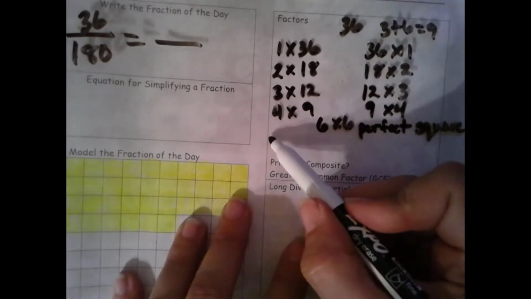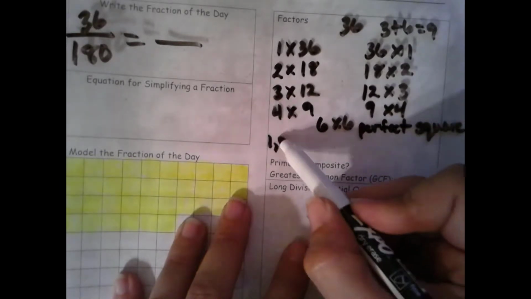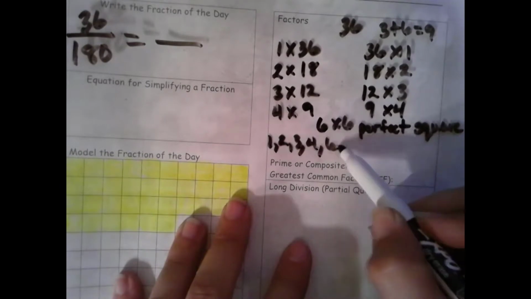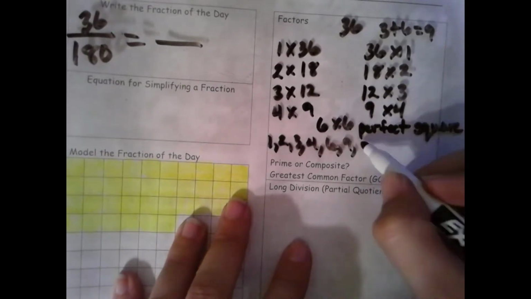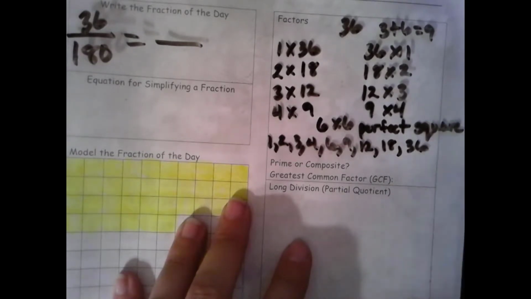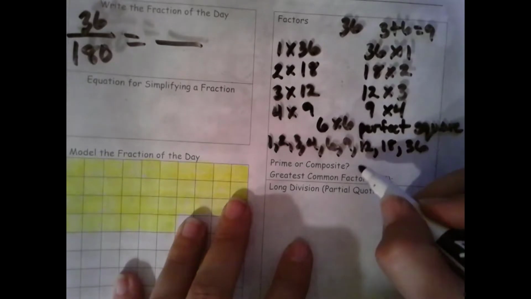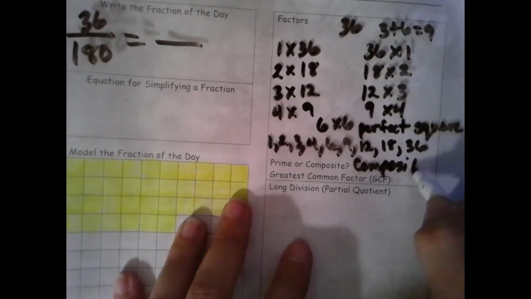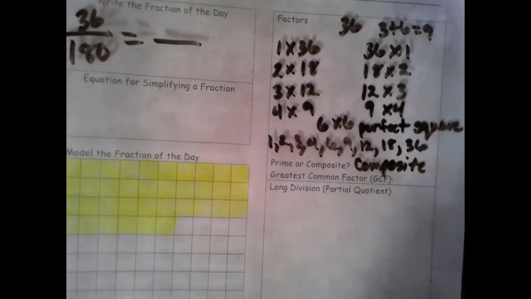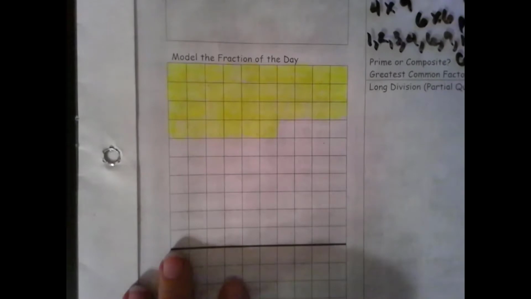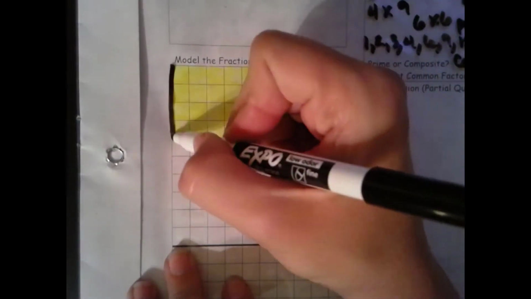Let's list our factors from least to greatest. 1, 2, 3, 4, 6, 9, 12, 18, 36. Well, we have 9 factors. That is more than 2 factors, so it is composite. And now we have to find which one is our greatest common factor. So let's start with our greatest factor of 36.